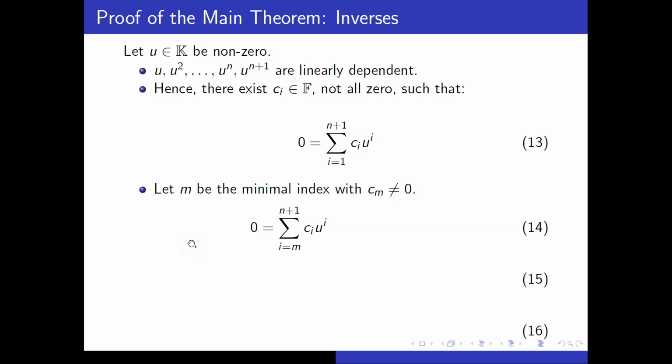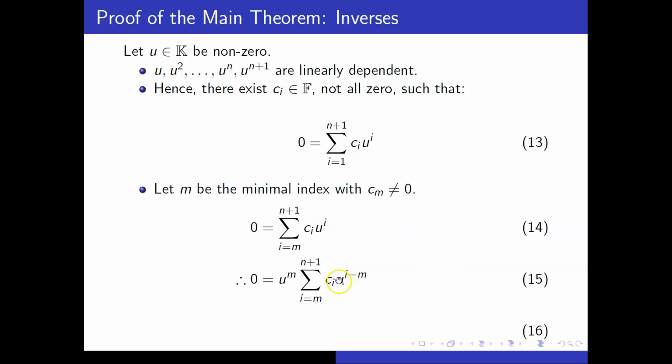I just ignore them. The advantage here: every term in this sum has at least a u to the m power. So I can factor that out, which I do. All right, so when I do that, I have 0 on the left-hand side. I have u to the m times this sum.